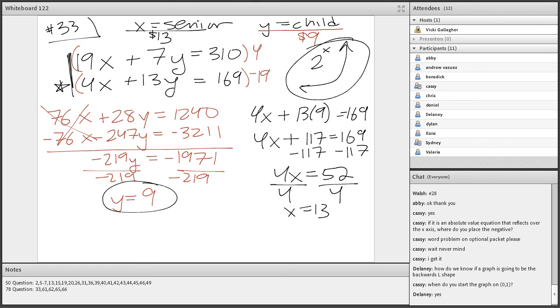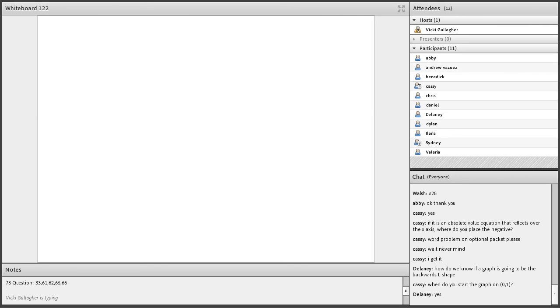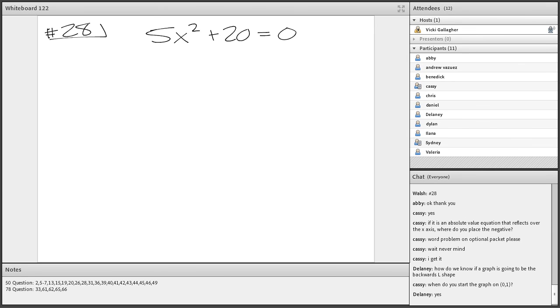All right, so we're going to go back to the mandatory packet, and we are doing number 28 next. So I solved number 28 a little differently. I didn't factor or anything like that because there's only one letter x in the problem. So I just got the letter x by itself.